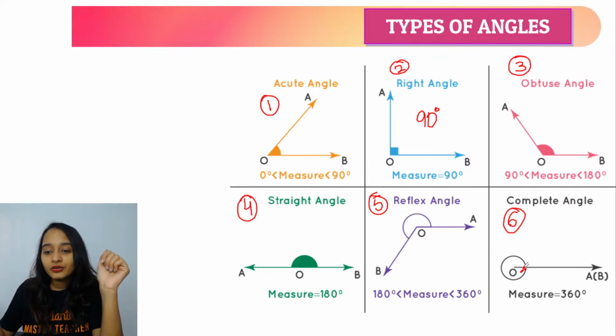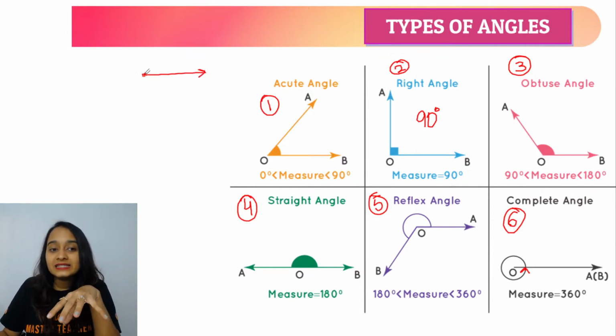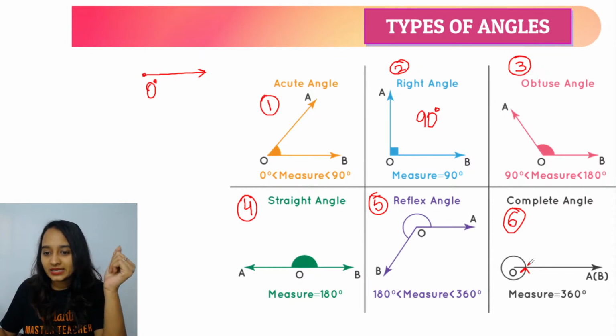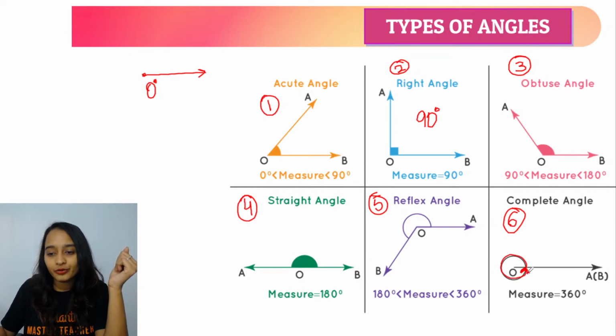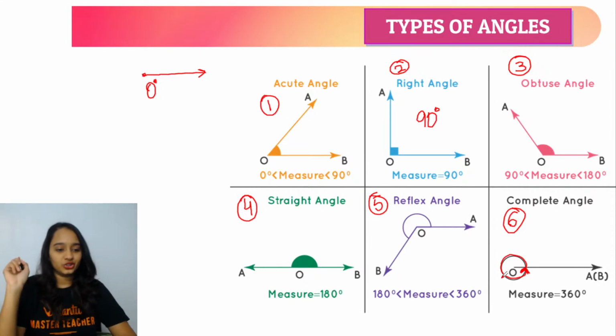Now how do you denote this 360? Because it more or less looks like a zero angle. Now this is a zero angle, 0 degree. But 0 degree and 360 are almost the same but with a small twist. In 360, you indicate it with this arrow, which indicates that there is one complete rotation.